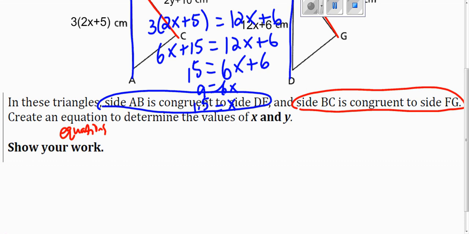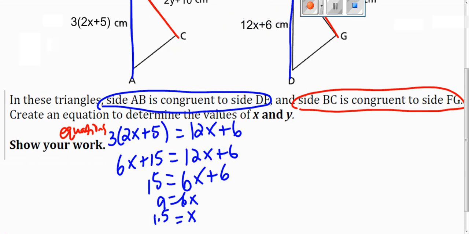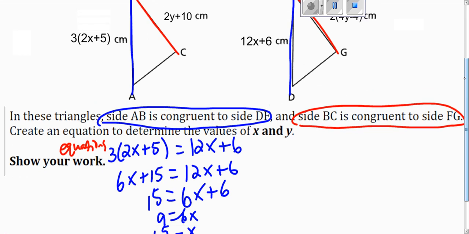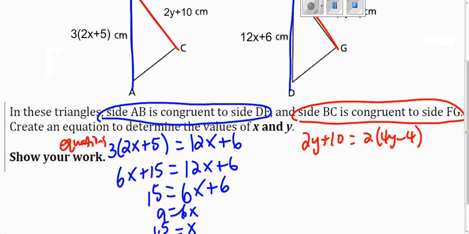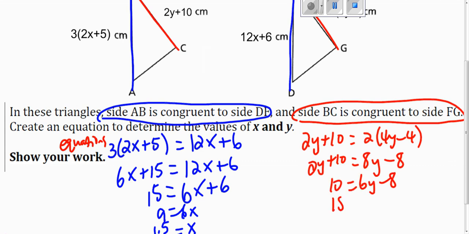Now I have to deal with the red equation. All right, now we have to do the other side. So if I look at the other sides, it looks like 2y plus 10 equals 2 times 4y, and I think that says minus 4. So 2y plus 10 equals 8y minus 8. Subtract 2y from both sides. 10 equals 6y minus 8. Add 8 to both sides. 18 equals 6y. Divide both sides by 6. Y equals 3.